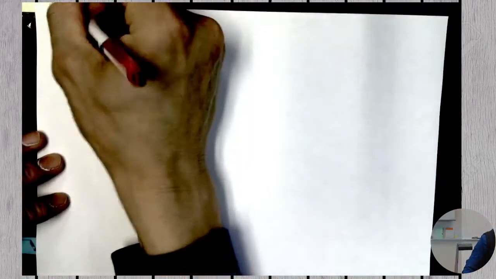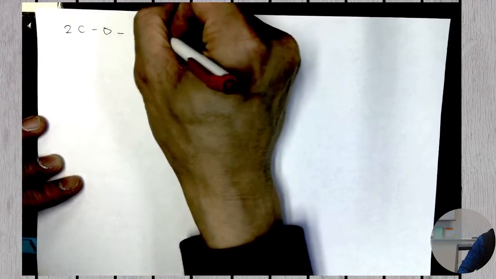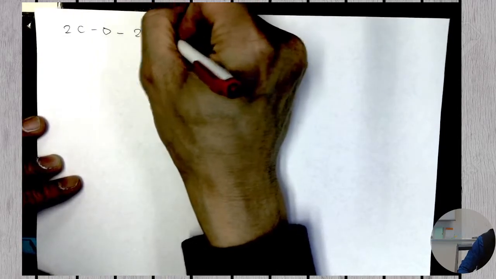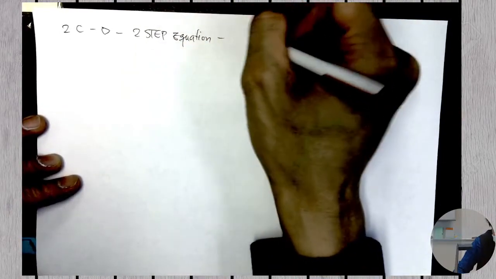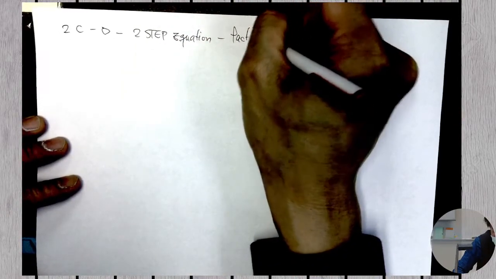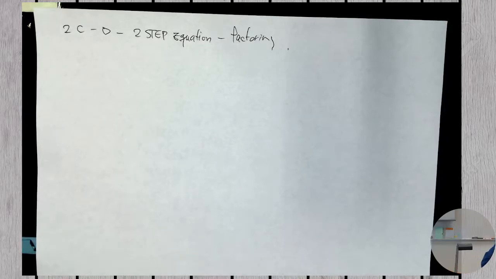All right, so our last lesson of this unit. So this is our lesson 2C or part D. So this would be two-step equation again. But this time it's factoring. I got some notes earlier.